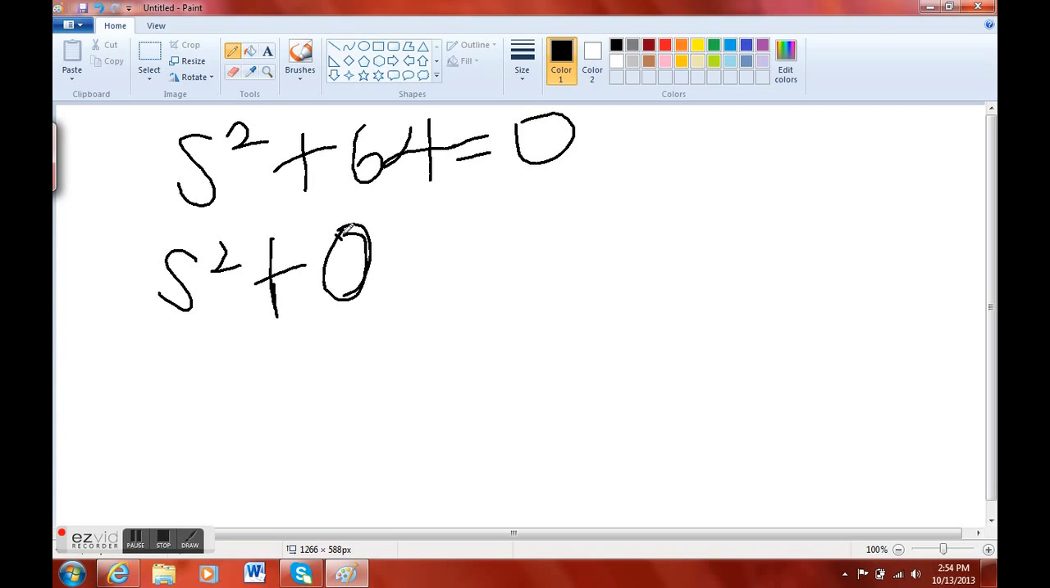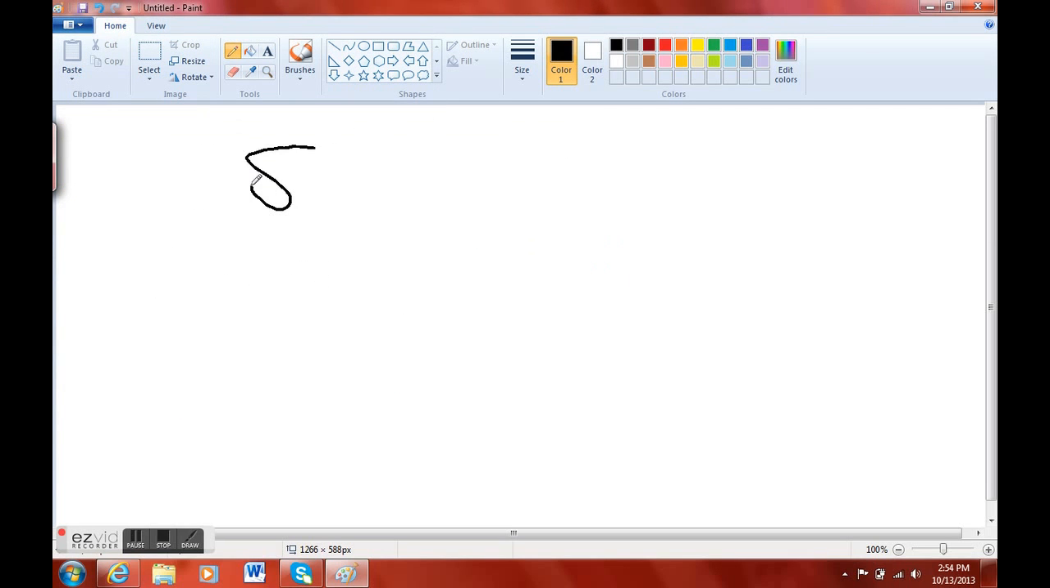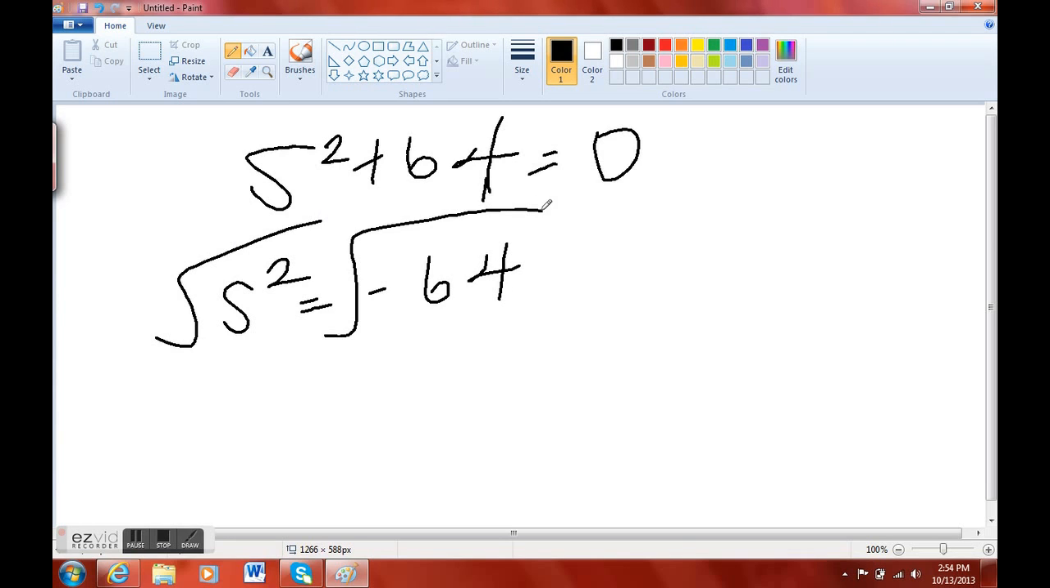Well, I'm sorry. This may not look like standard form because it's s squared plus 64, but it is standard form. It's just that the second term, which would be b, is 0. So you can just eliminate that. So it's going to be s squared plus 64 equals 0. So you simply move the 64 to the other side to isolate the variable, which gives you negative 64. You simply take the square root of both sides, and you're left with plus or minus 8i.